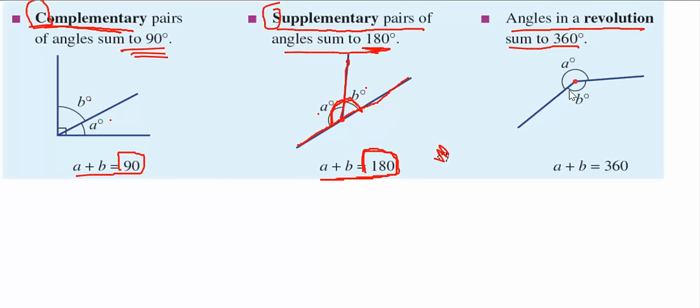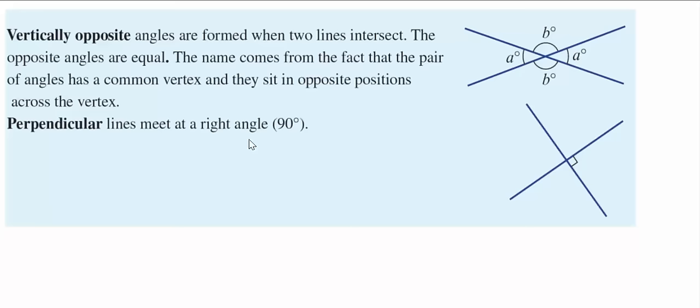We did that when we were trying to draw or measure reflex angles, knowing that the two angles that we have, one on the outside, one on the inside, must add up to 360 degrees. So make sure you know them. Know your complementary, supplementary, and revolution. Haven't finished yet. Couple more.